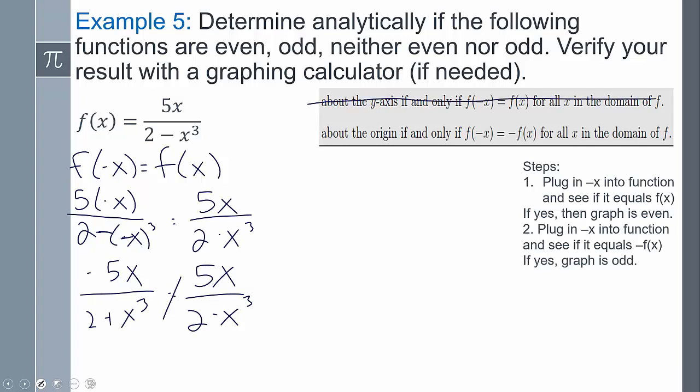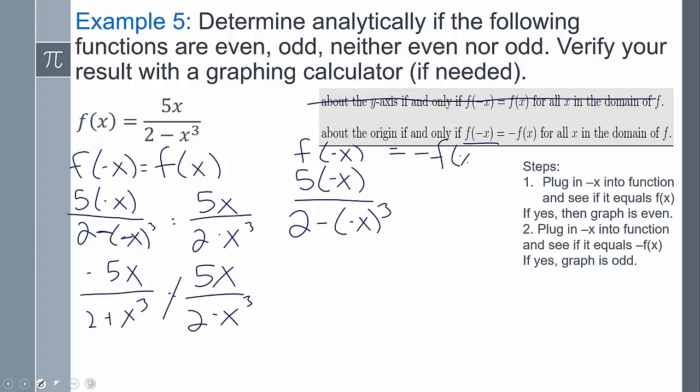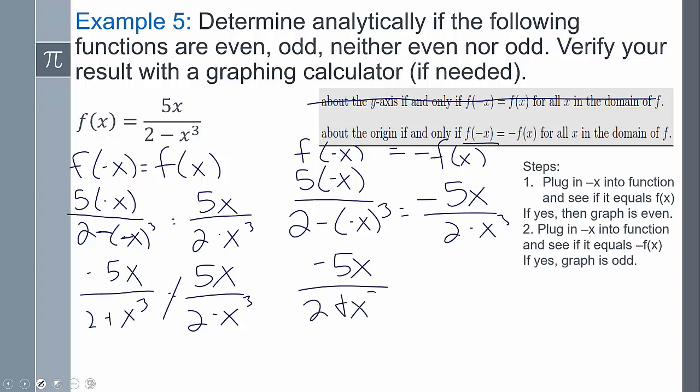So nope. So now we have to try if it's odd. So if it's odd, same idea, plug in a negative x. So that's 5 times negative x over 2 minus negative x cubed. So that's f of negative x. Does that equal a negative in front of my function? So that means negative 5x over 2 minus x cubed. So simplifying this, I get negative 5x over 2 plus x cubed again.